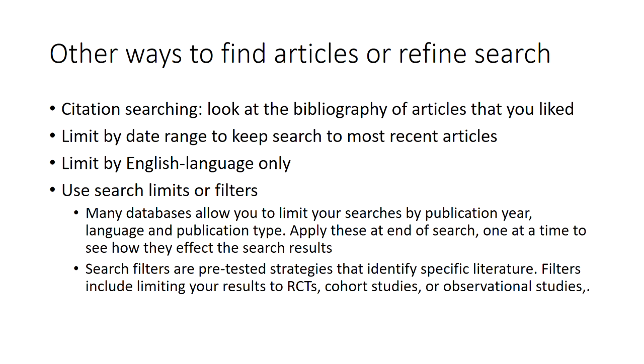And then you can also use search limits or filters. So a lot of databases allow you to limit your searches by publication year, language, and publication type, and you want to apply these at the end of your search because you don't want to narrow your field too quickly. You want to narrow your field after you know if you're going to get a lot of search hits or not. And then search filters are pre-tested strategies that identify specific literature. So these filters can include limiting your results to randomized controlled trials, cohort studies, or observational studies. And some databases have these types of search filters and others do not.